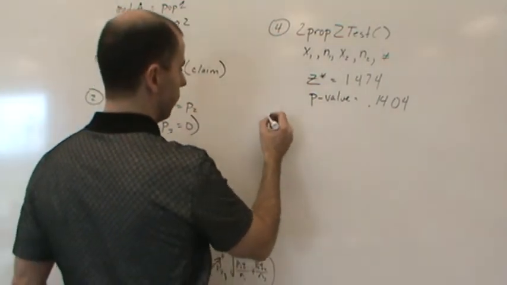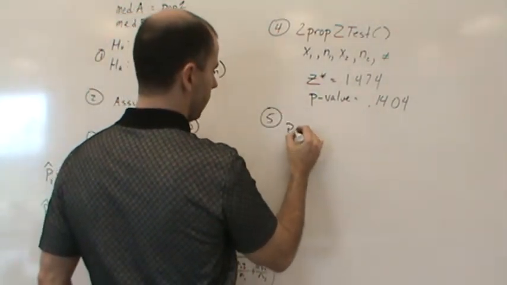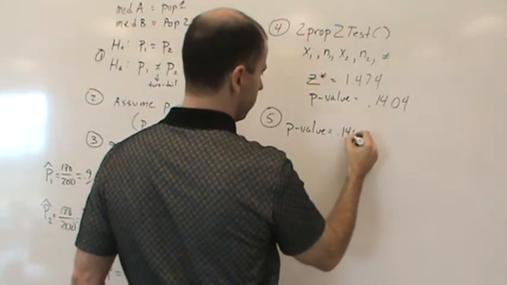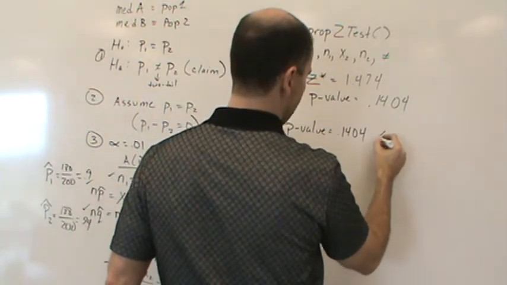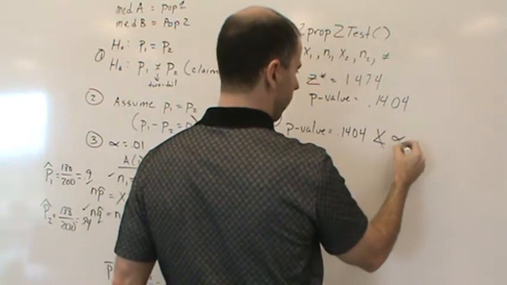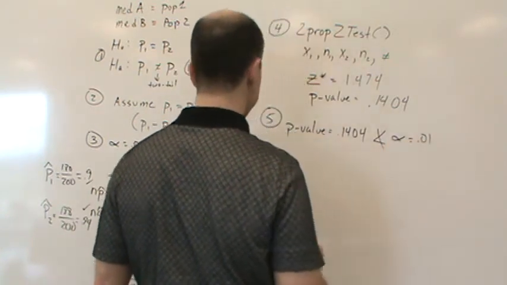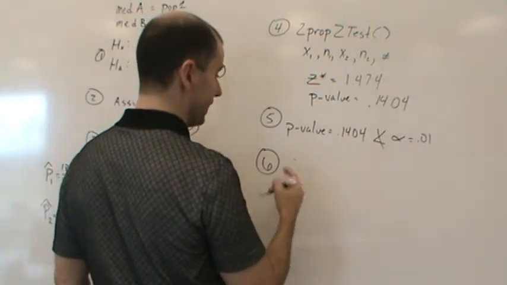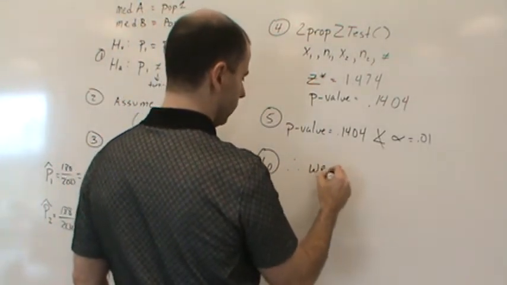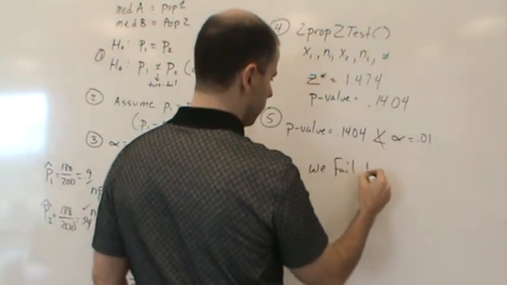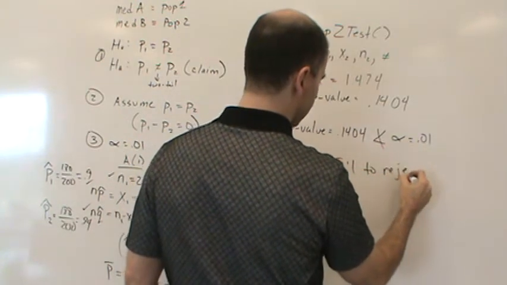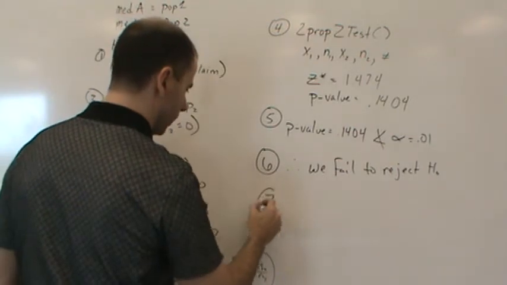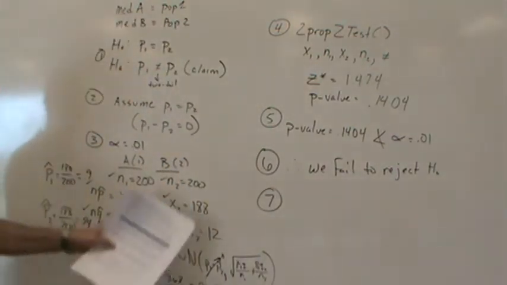So now step 4, p-value is equal to 0.1404, which is definitely not less than our alpha value, which is 0.01. So again, our result is that in this case, we fail to reject the null. And so finally, our conclusion, again, go back to the claim.